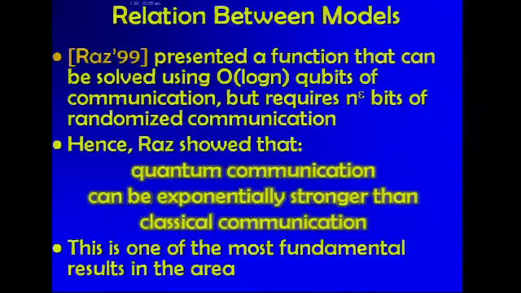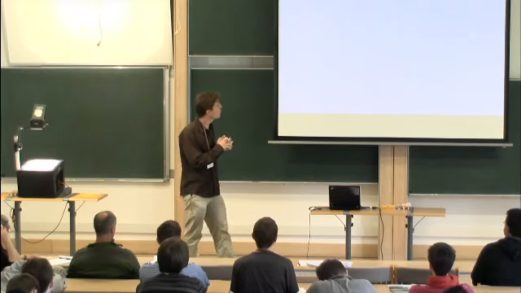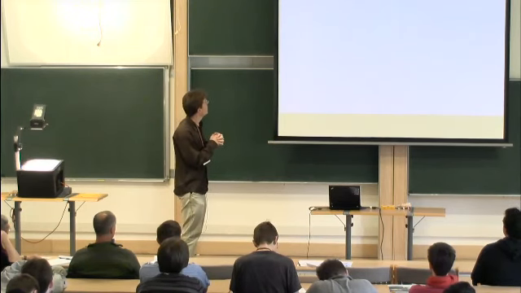And I think, as I said, this is one of the most fundamental results in this area. So this is a very nice result. And one open question, the question we'll be dealing with today, is: is one-way communication enough? So you might consider a model where Alice and Bob are restricted to use one-way quantum communication. And the question we're dealing with today is, well, is this still enough?